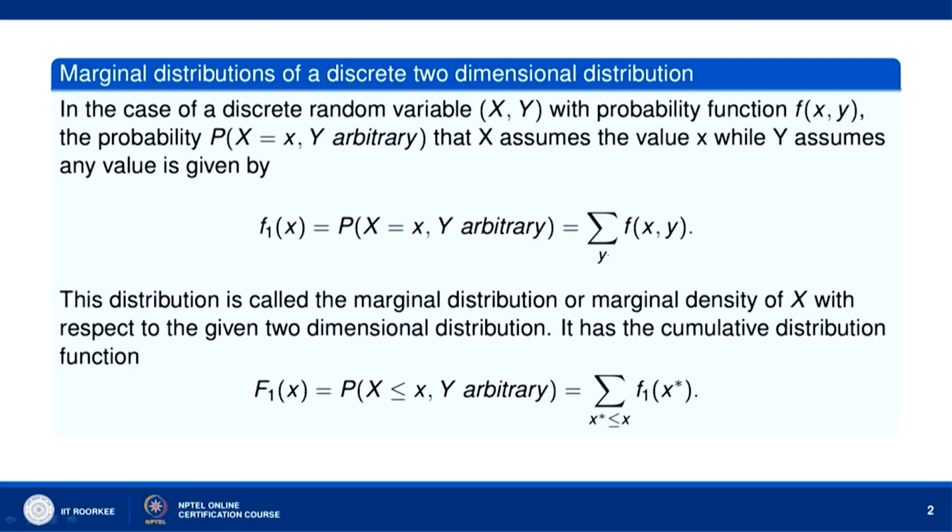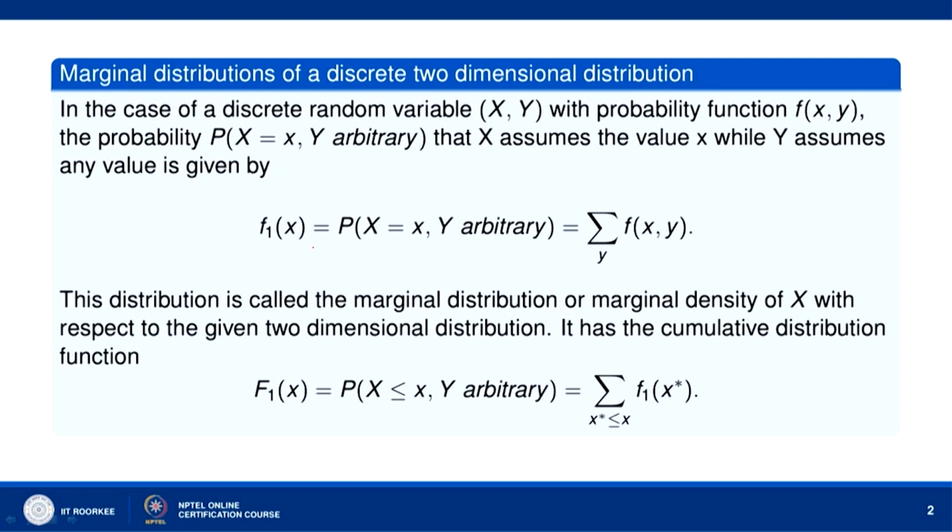Let us first consider the discrete case of two random variables. In the case of discrete random variables X, Y with probability function f(x,y), the probability that X takes the value x and Y is arbitrary is given by f1(x) equal to the probability that X takes the value x, Y arbitrary. So, we take the sum of the function f(x,y) over all the values that the random variable Y takes. This will give you the marginal distribution or marginal density of X with respect to the given two dimensional distribution.